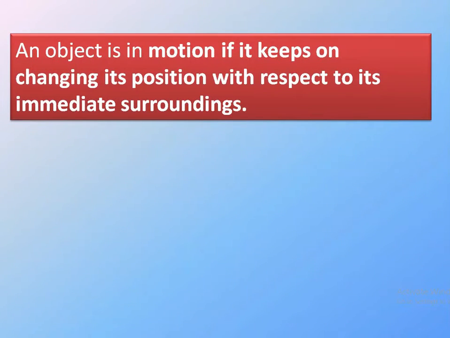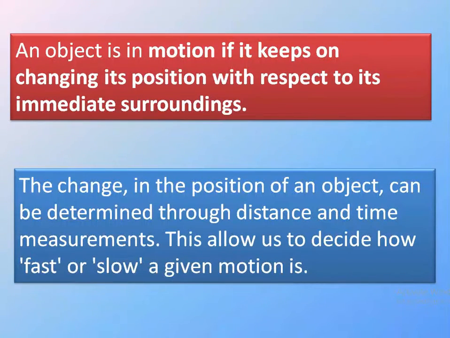An object is in motion if it keeps on changing its position with respect to its immediate surrounding. The change in the position of an object can be determined through distance and time measurements. This allows us to decide how fast or slow a given motion is.